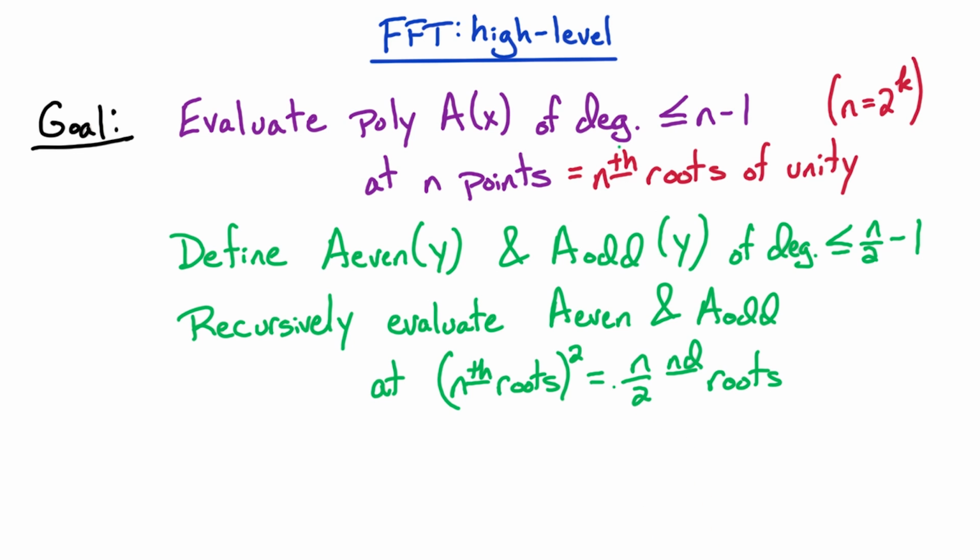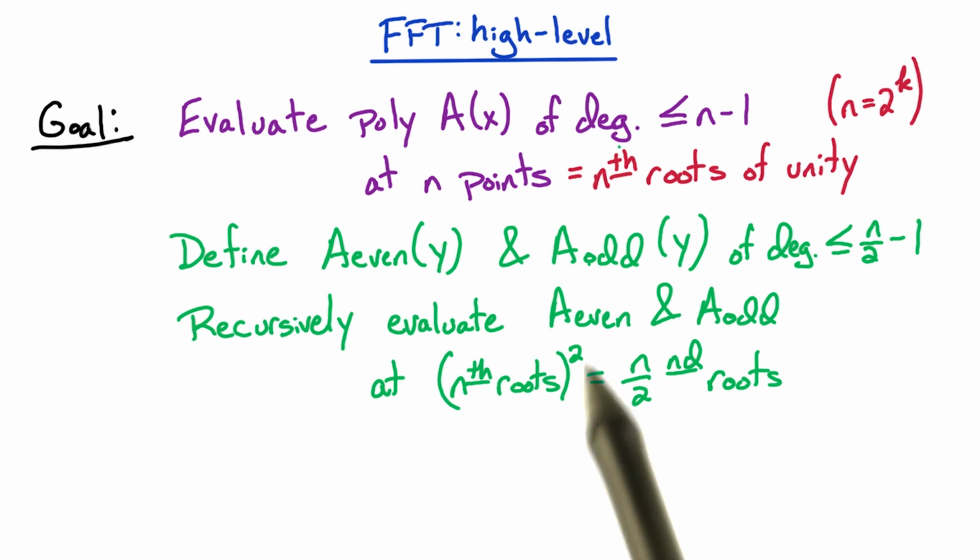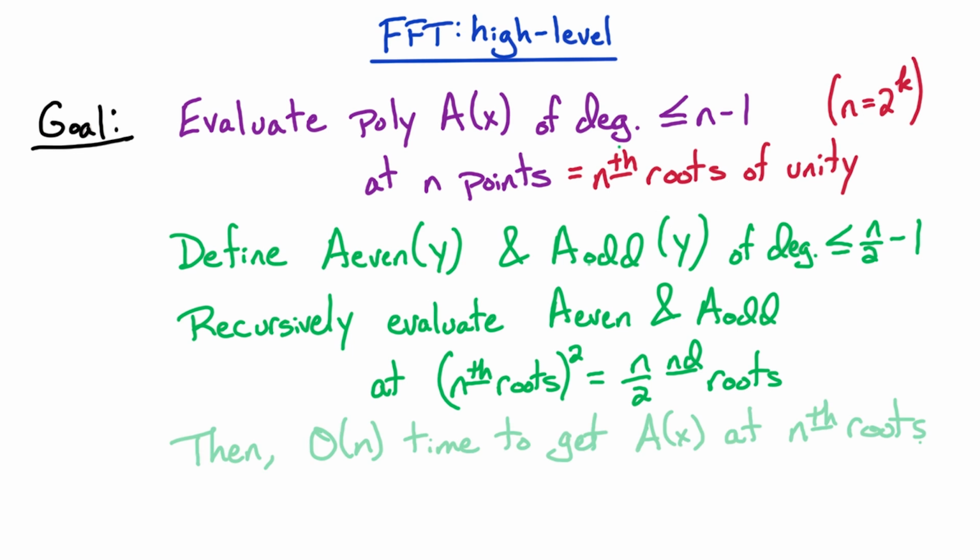So we got two subproblems of exactly half the size. And these subproblems are of the same form. We want a of x at the nth roots, a even and a odd at the n over 2nd roots.